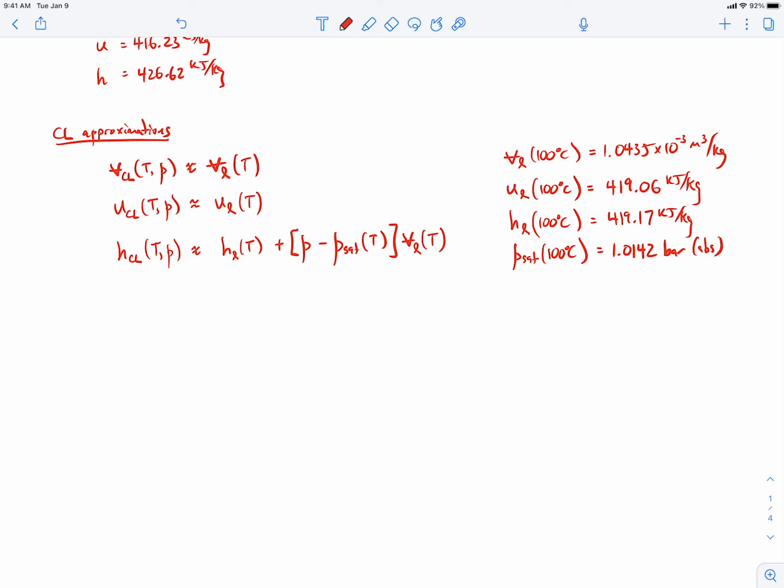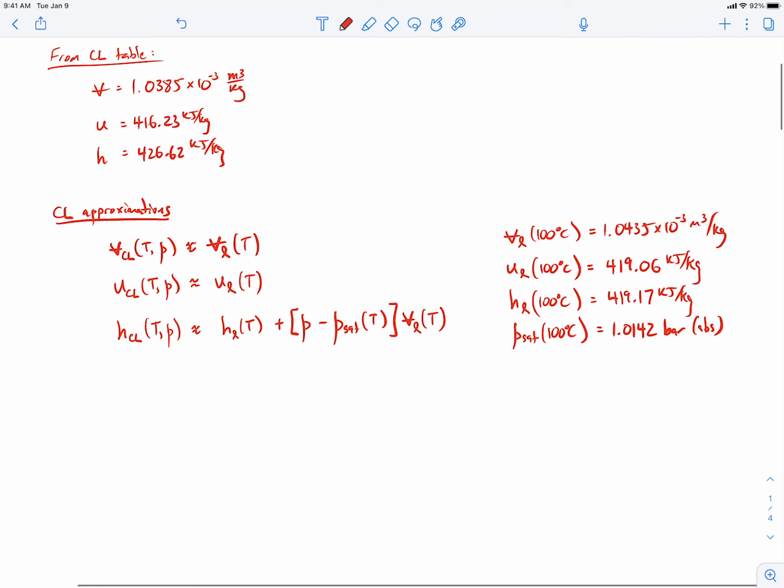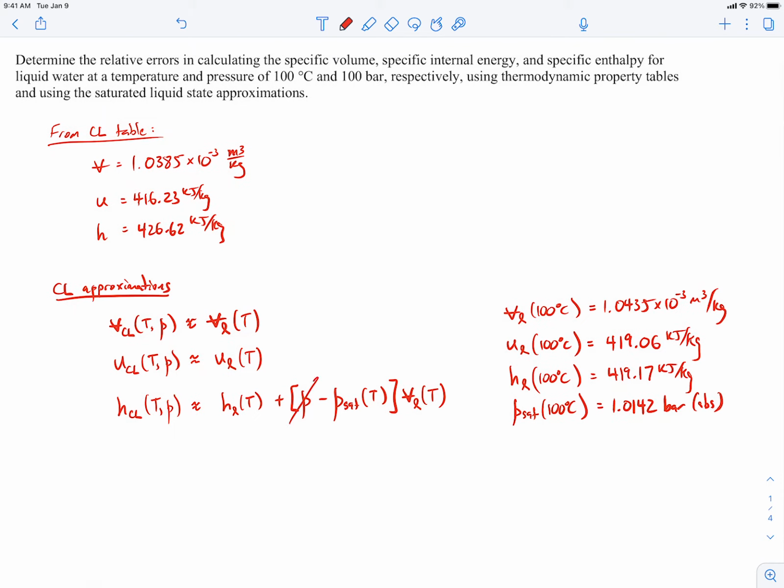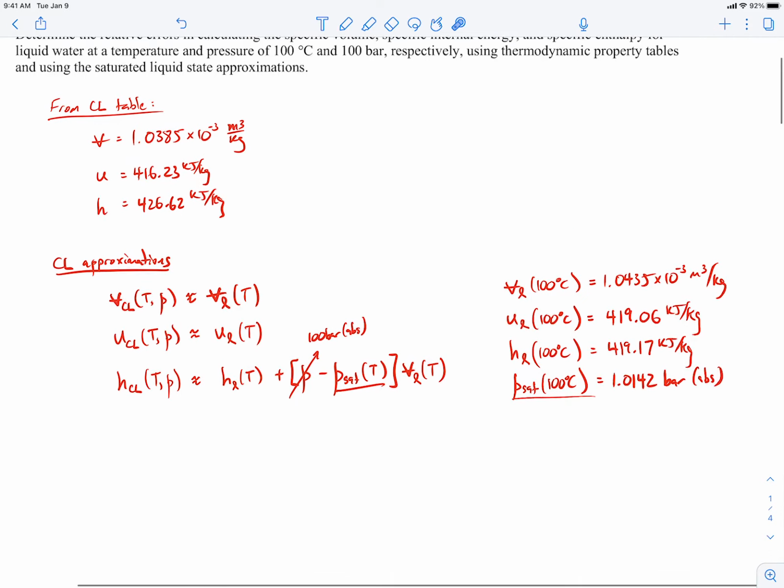Okay, so now we have all the values we need here, which come from the saturation tables, to evaluate the calculations here. One other thing just to note is the pressure here will be 100 bar, absolute, whereas this saturation pressure is this one over here. One other quick thing you have to be careful of is notice this is in bar. The specific volume will be in cubic meters per kilogram, so you need to do a little unit conversion here to make it work out properly. So just be careful of that.